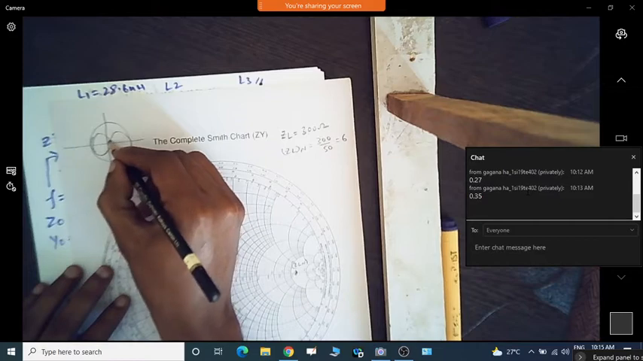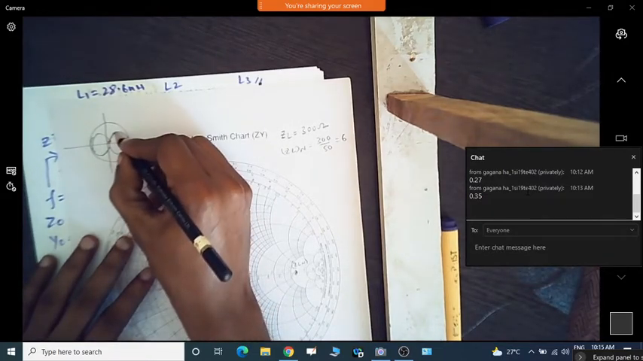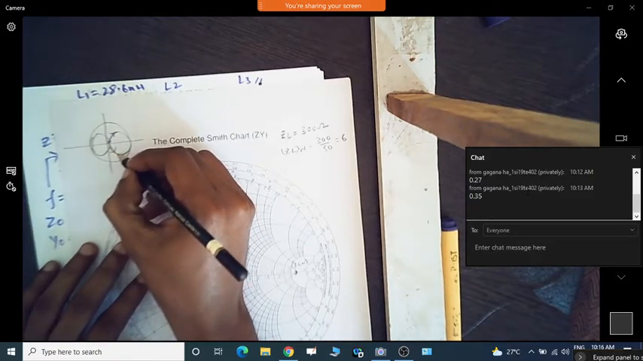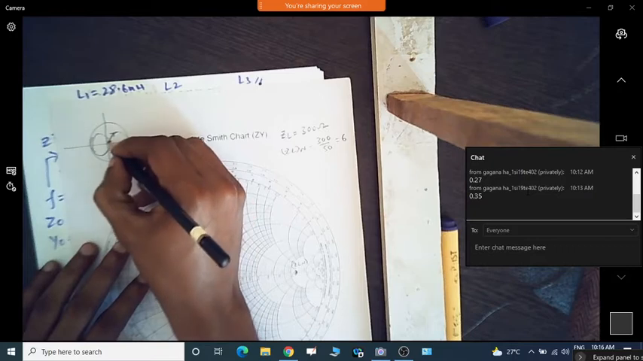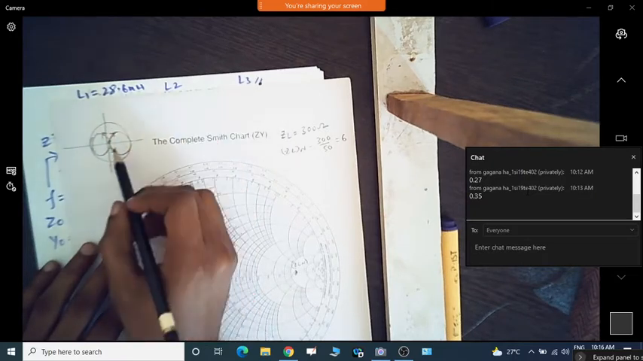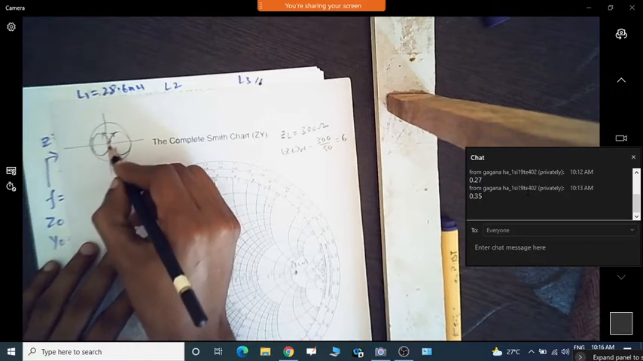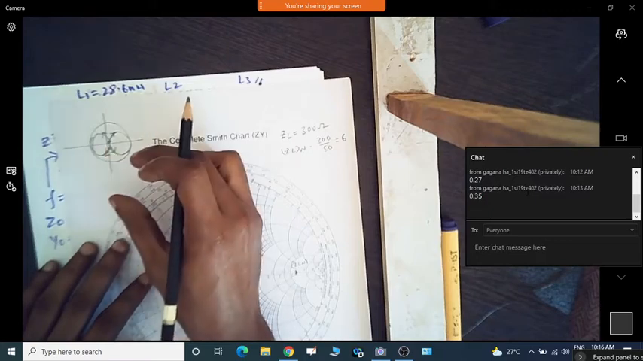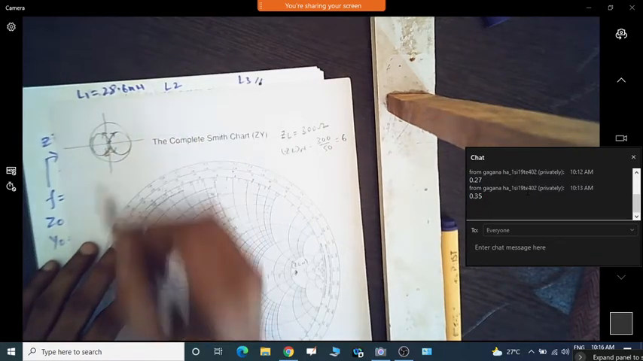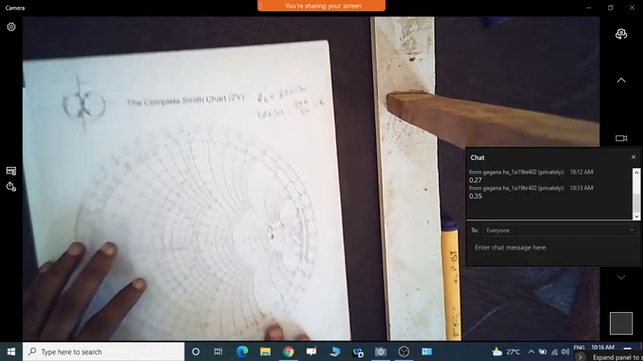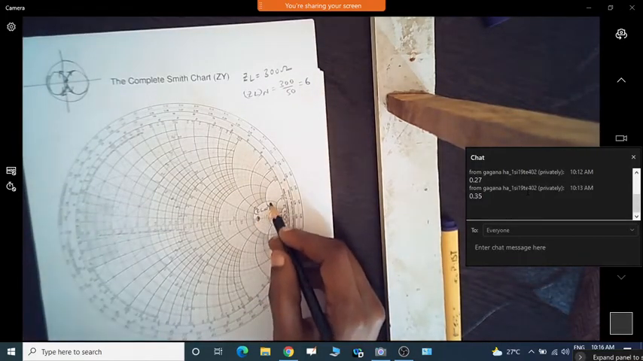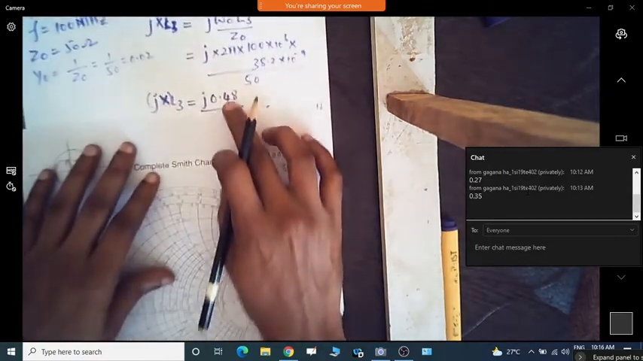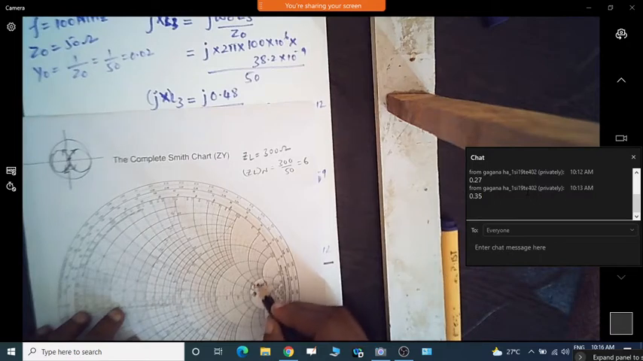Now if I have the load point, for a series inductor we have to move on the resistance circle upwards, and if it is a series capacitor, we have to move along the resistance circle downwards. If we have a parallel inductor, we have to move upwards on the conductance circle, and similarly if I have a shunt capacitor, we have to move, according to the value of the reactance, downwards on the conductance circle. Since the inductance is in series, offering 0.48, we have to move on the resistance circle upwards.